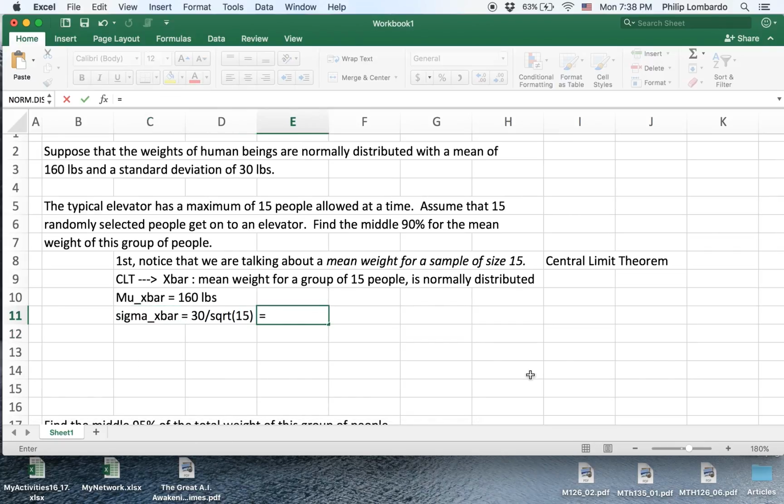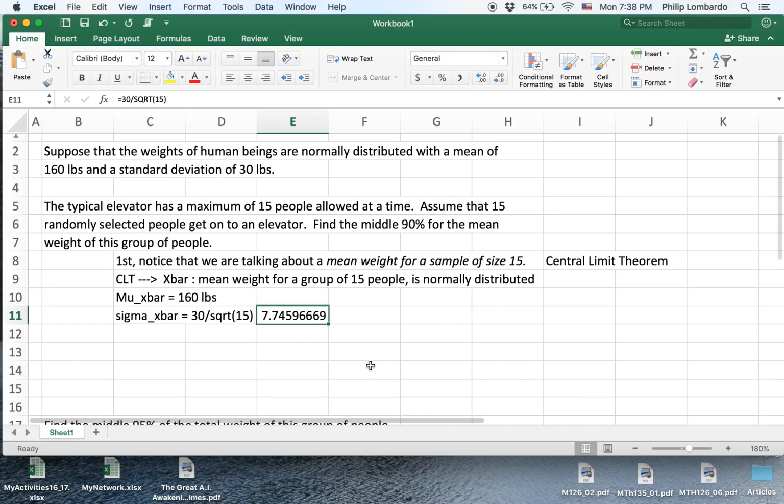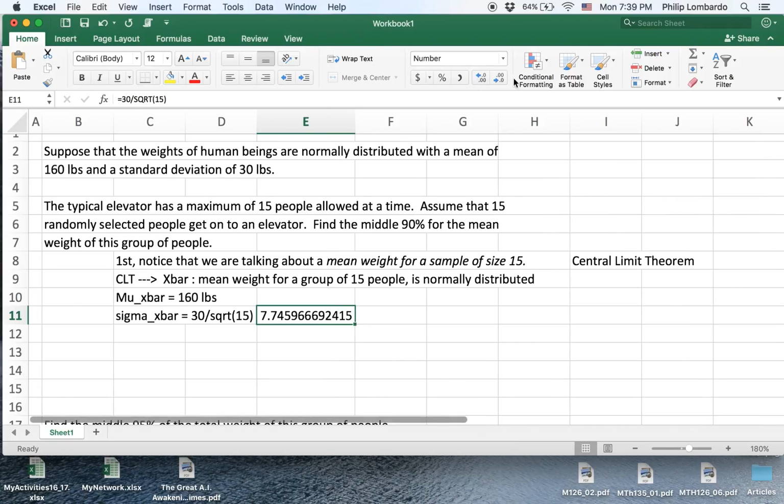Now we can quickly use Excel to figure out what this 30 over the square root of 15 is. So our sampling distribution should have a standard deviation of 7.7, let's say 7.75 if we round. So the mean of our sampling distribution is 160. The standard deviation of the sampling distribution is 7.75.